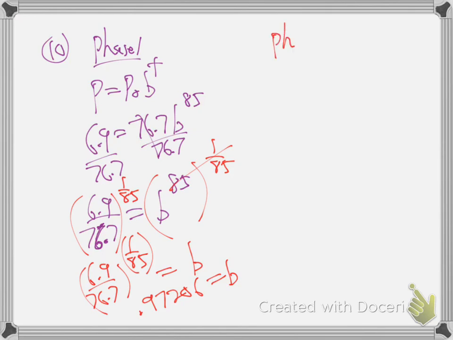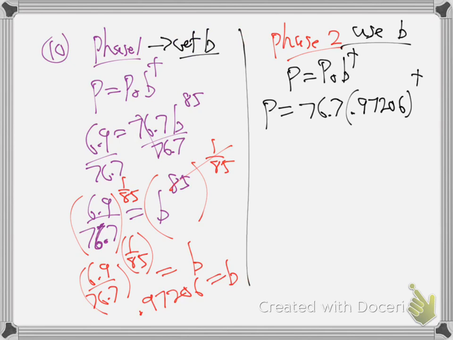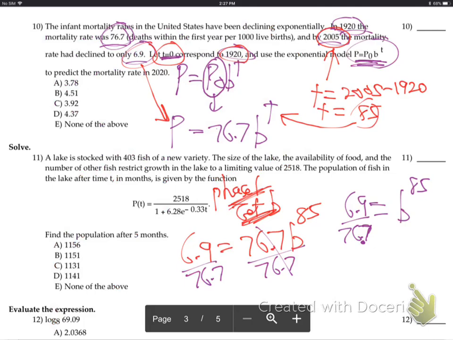Now phase 2. In phase 2, you start with the same formula again. But now you already know P0. Now you know B. 0.97206 to the T. Phase 2, use your B. So phase 1 is get B. Phase 2 is use your B. Everybody see what I'm doing now? Now, what's their final question? They're projecting into the future. What's the infant mortality rate going to be in the year 2020?